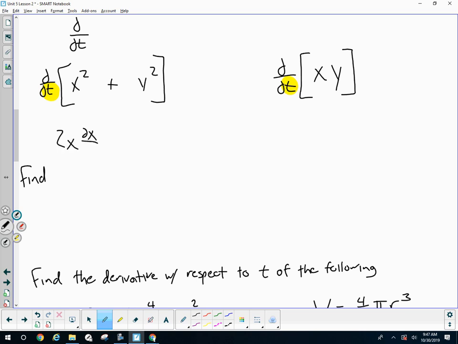2x dx/dt is the derivative of x squared. 2y dy/dt is the derivative of y squared. We'd have to use the chain rule for everything besides t. If I have x times y, the derivative of the first is not 1, it's dx/dt times the second, plus the derivative of the second, that's dy/dt times the first.